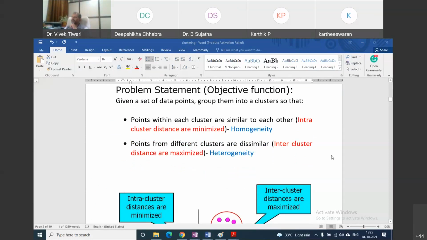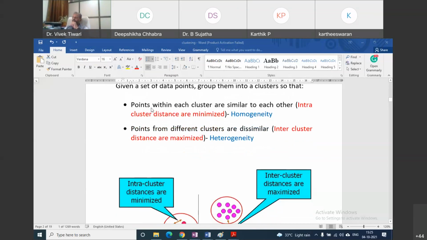Let me open it. Yeah, so what are those objective functions? First, points within each cluster are similar to each other. That is called intra-cluster distance. Try to understand the terminology. Intra-cluster distance is what we want to minimize.